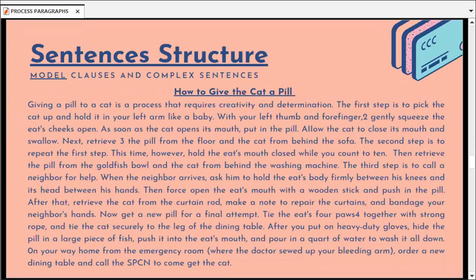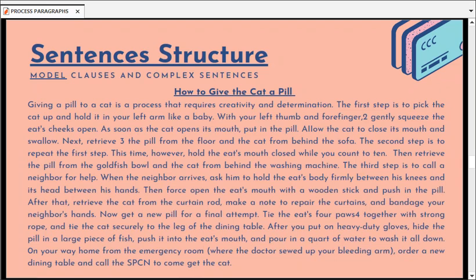Yes, sentence structure, models, clauses, and complex sentences. How to give a cat a pill. Giving a pill to a cat is a process that requires creativity and determination. The first step is to pick the cat up and hold it in your left arm like a baby. With your left thumb and forefinger, gently squeeze its cheeks open.